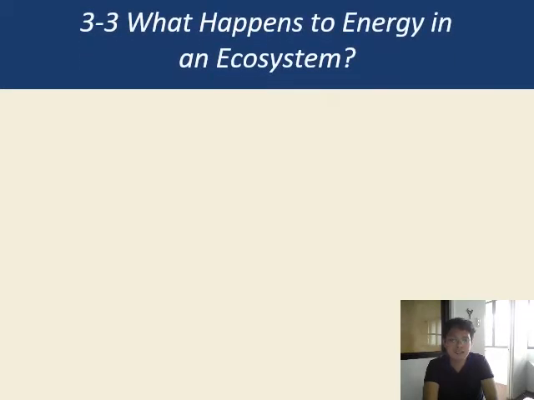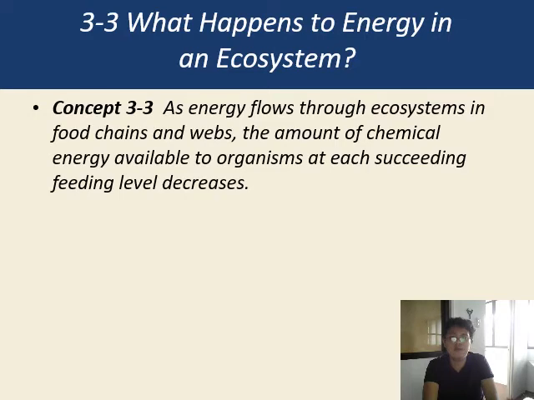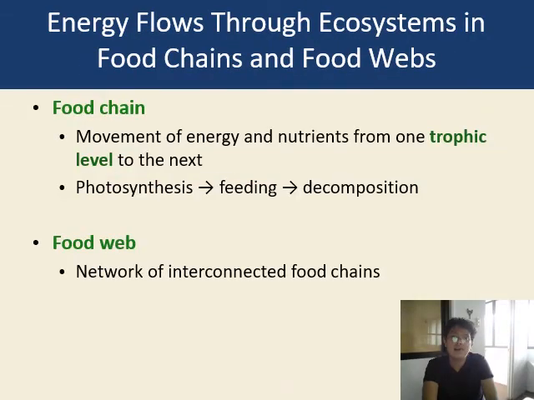On to the third section of this topic or unit: what happens to energy in an ecosystem? As energy flows through ecosystems in food chains and webs, the amount of chemical energy available to organisms at each succeeding feeding level decreases. Energy flows through ecosystems in food chains and food webs. In a food chain, energy and nutrients move from one trophic level to the next.